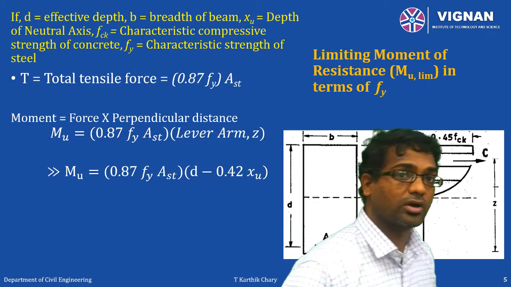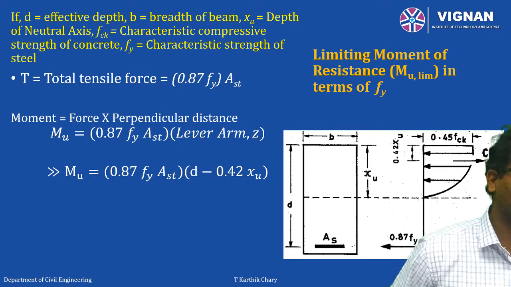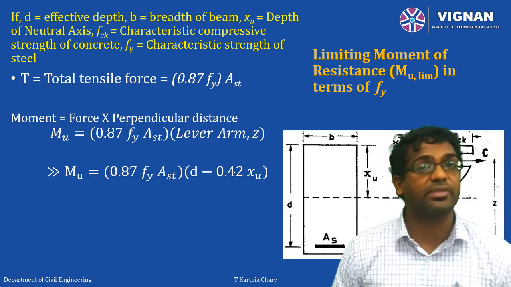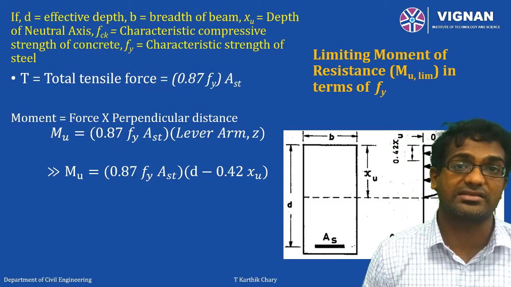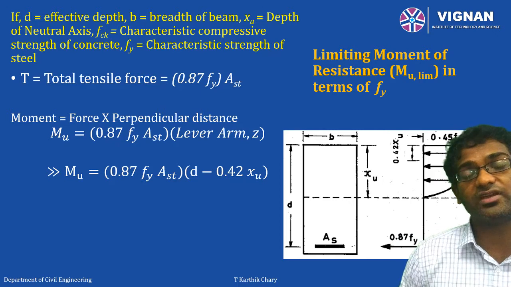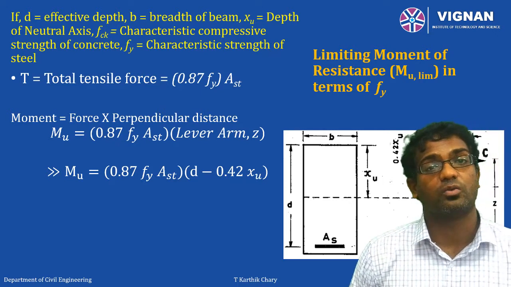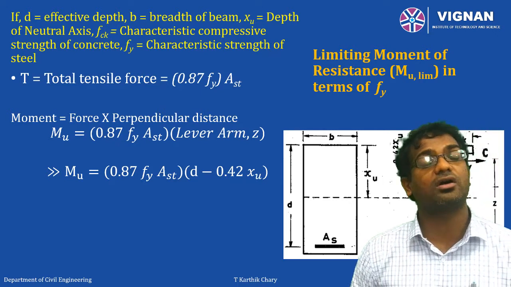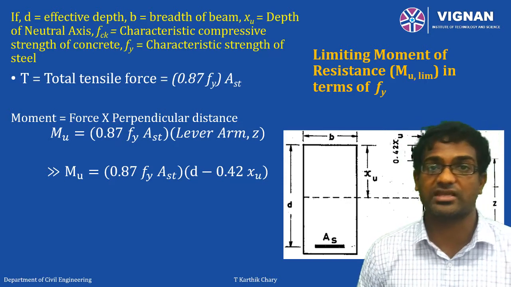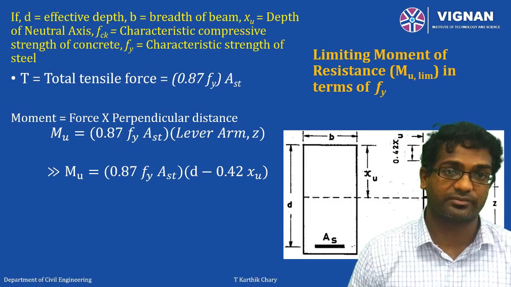So what does this equation give? This equation will give you the moment of resistance of the RC beam by considering steel as a material. As I said before, we have two equations. One is the moment of resistance by concrete, one is the moment of resistance by steel. This is the second equation which we have derived.